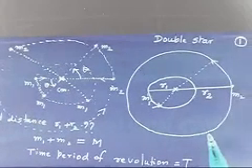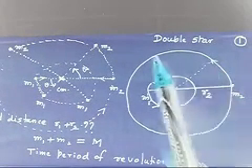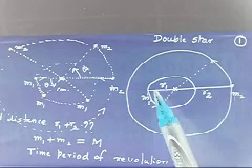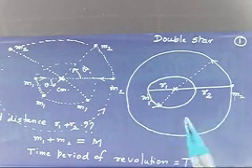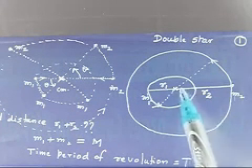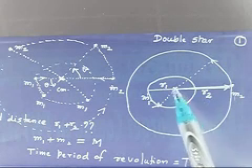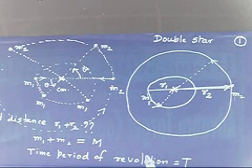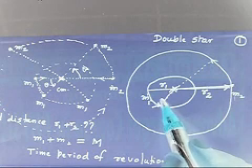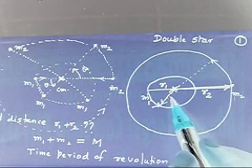So now I can plot this something like this. So m2 is moving in this circle and m1 is also moving in this circle. Let us say the radius of m2 is r2, so this radius is r2 from the center of mass, and this radius is r1.